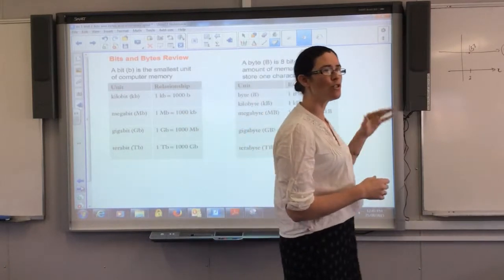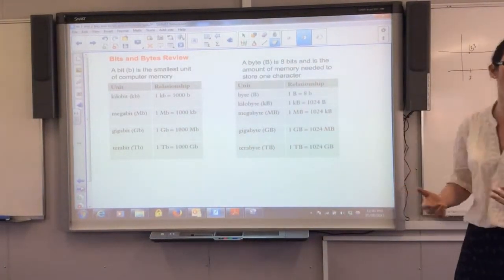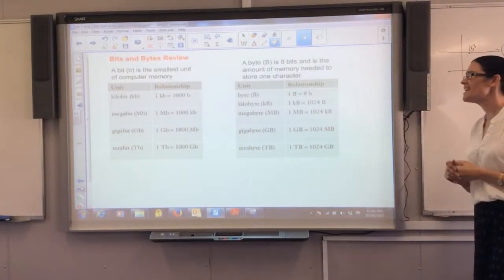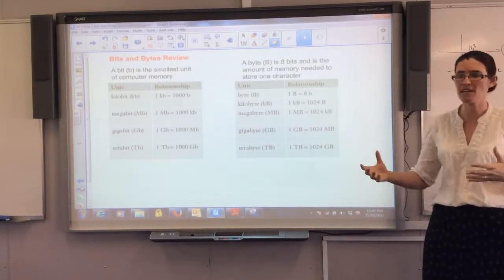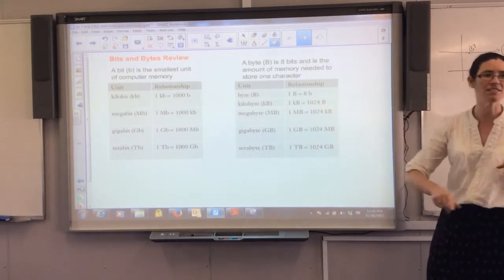Now, bytes do not convert according to the metric unit because it's a binary system. Instead, everything works on powers of 2. 2 to the power of 10 was the key number, and that worked out to be 1024.